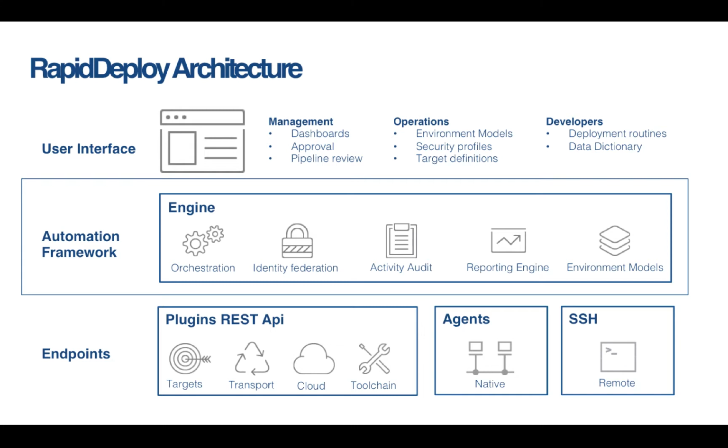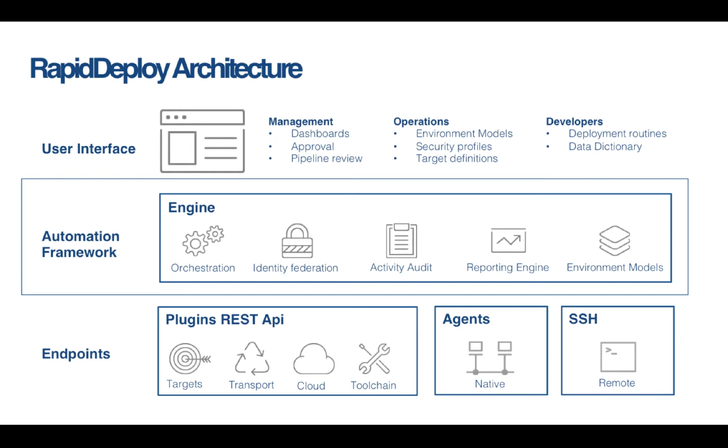The engine that comes with that really controls designing our orchestrations, so our server orchestrations, what is run on a server to do a deployment. The identity and access management, so the identity federation with LDAP repositories, Active Directory, Atom or any other LDAP repository. All of the activity and audit is done in the framework, all of the reporting and creating the environment models, so the different models of what environments we're trying to create.